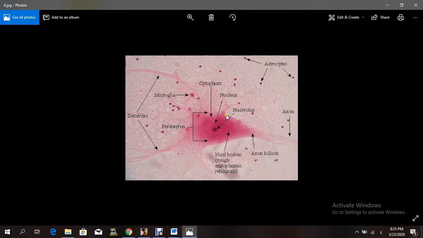Another neuron: the perikaryon, the axon of the neuron, the axon hillock, and those darkly stained areas surrounding the nucleus representing the Nissl bodies. Those are the dendrites of the neuron. Those small cells represent the neuroglial cells or the supporting cells.